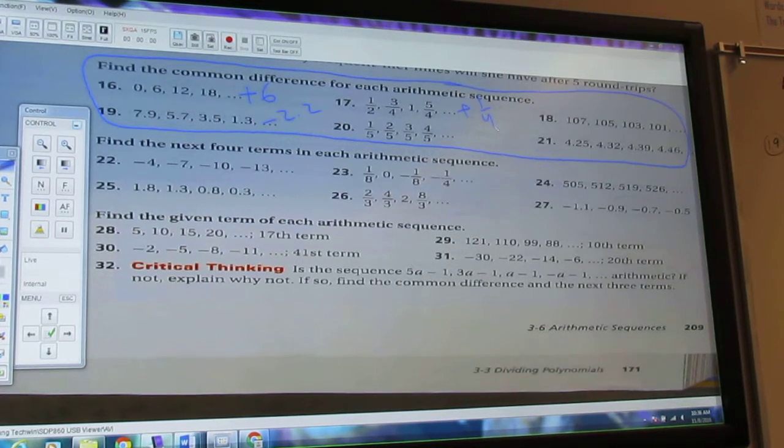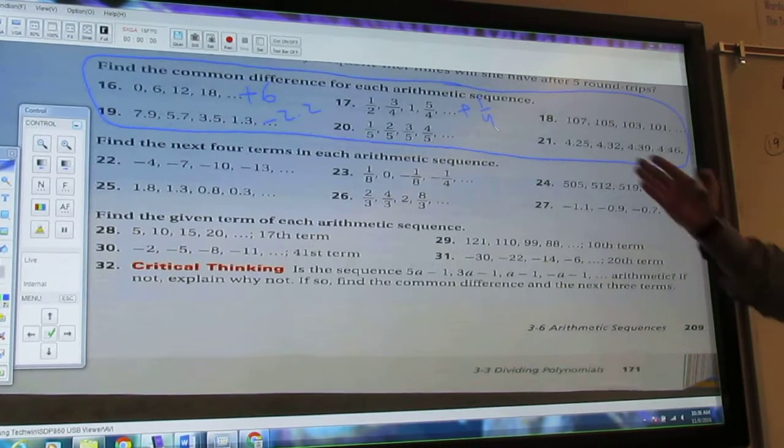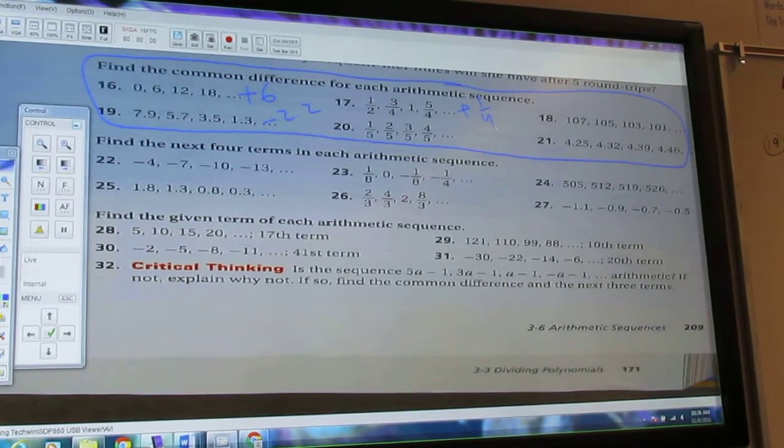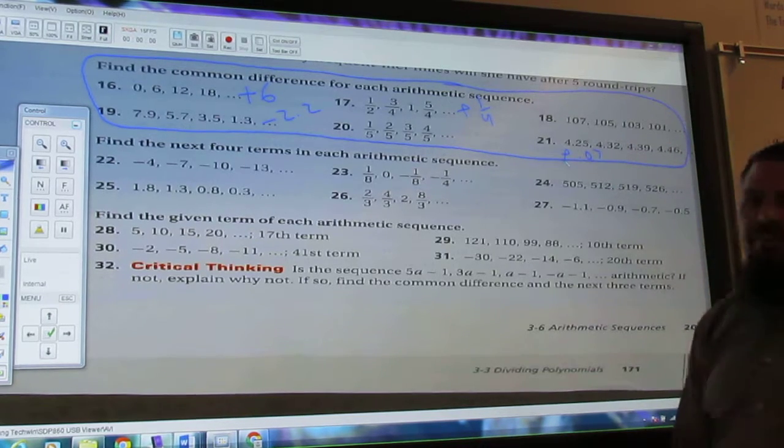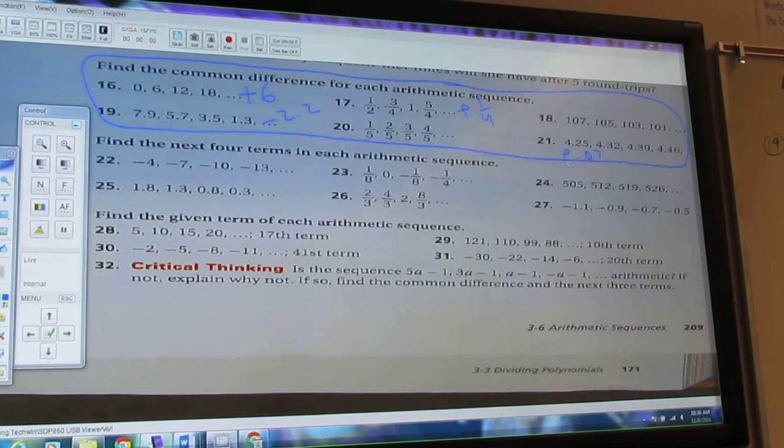What about 21? Now, they're trying to make it hard for you. 4.25 to 4.32. How far do you go from 25 to 32? 7. 0.07. Positive direction. That's it.